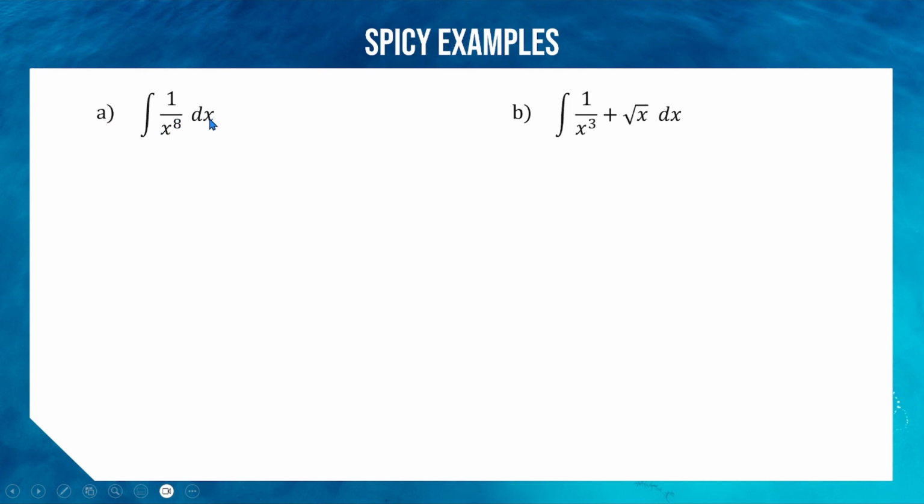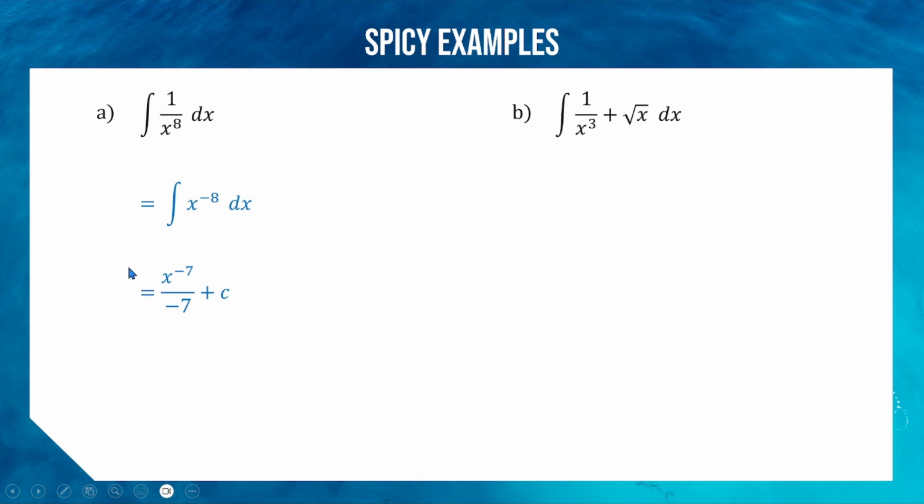Okay, so to handle this, we need to write 1 over x to the power of 8 in a more calculus-friendly version, otherwise known as index form. The way we can do that is by using negative powers and writing 1 over x to the 8 as x to the power of negative 8. Now we are ready to integrate this because it's in index form. Okay, so when we add 1 to minus 8, we get minus 7. So we're going to raise this to minus 7, divide by minus 7, and of course plus the c.